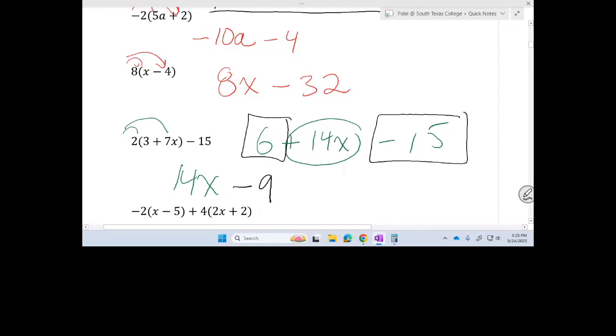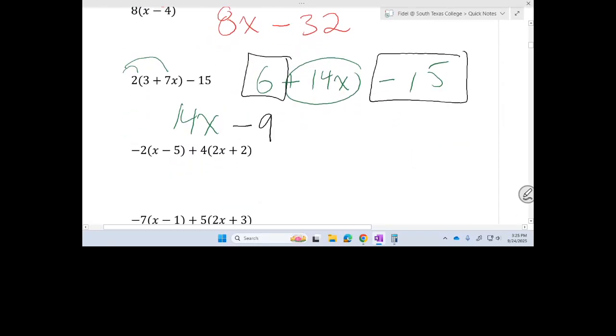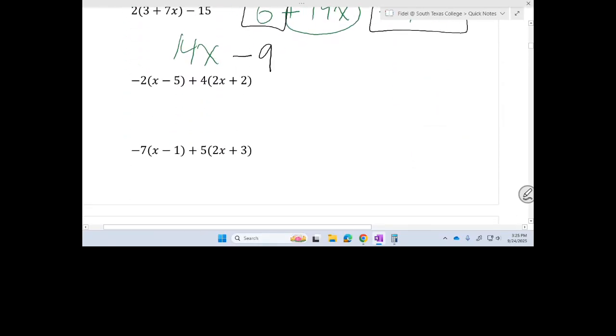All right. Let me scroll just a little bit further in my list here, y'all. And let's see what we can figure out. Okay. I'm going to go super slow here, y'all. Look. Negative 2 times x, negative 2x. Negative 2 times negative 5, positive 10. Plus 4 times 2x is an 8x. And 4 times 2 is an 8.